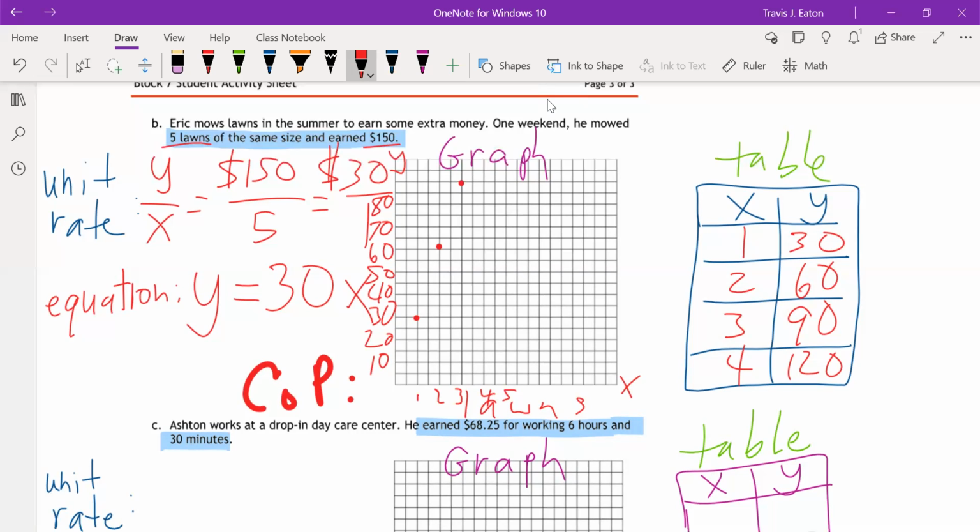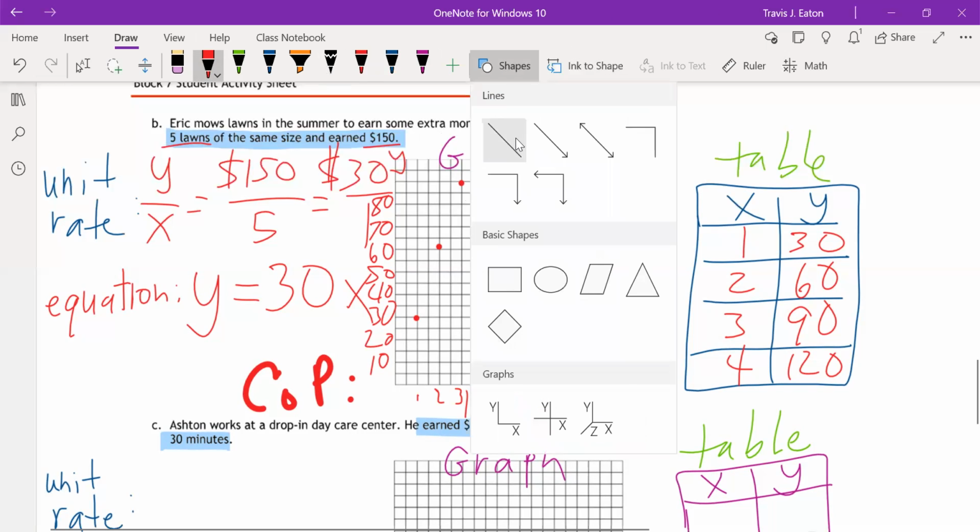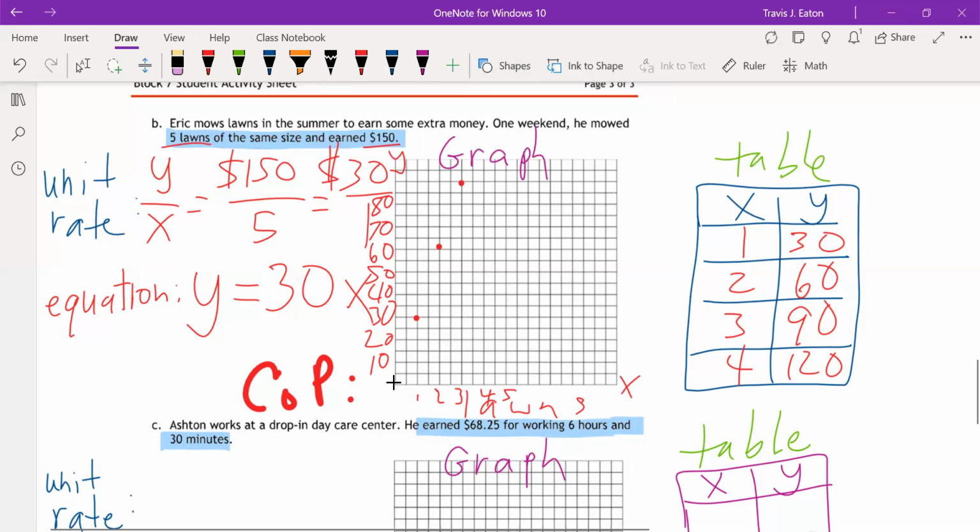All right, 10, 20, 30. Yes. All right. So then we just connect the dots through the line, right? So I go to my shapes, make my line, start here, and draw my line through my 3 dots the best I can on my computer screen. There we go. That'll work. There's my graph.